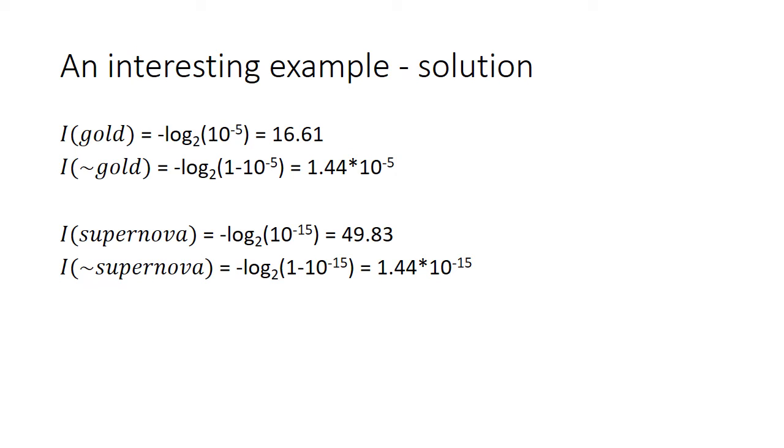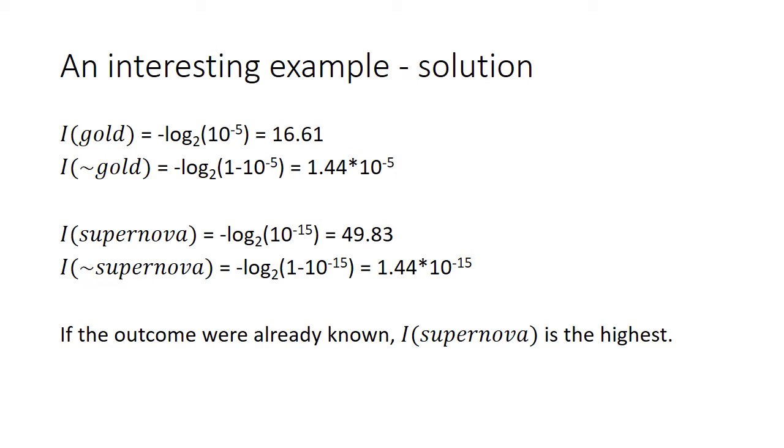Now out of all of these four, you can find that the information conveyed by a supernova is the highest. So if you already know that a supernova has happened, that's the most amount of information that we can get by observing any of these two possibilities.